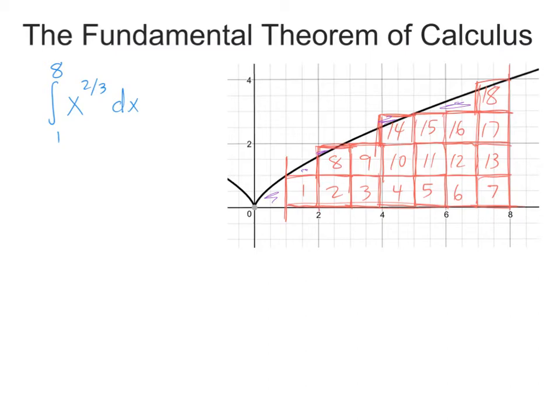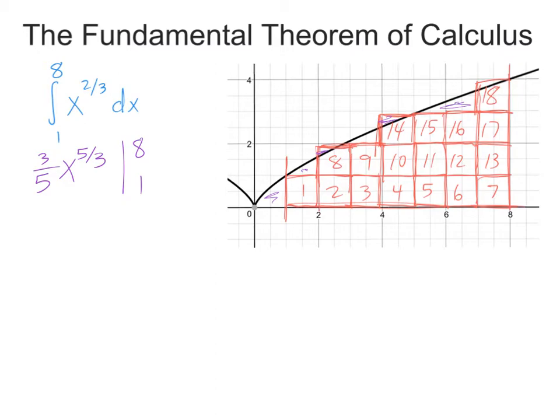Antiderivative, x to the 2/3. So x to the 2/3 becomes x to the 5/3, right? I'm adding 1. And that's over 5/3, but I'm going to, in the same step, instead of putting 5/3 on the bottom, put 3/5 out in the front. 8 and 1 are my limits of integration.